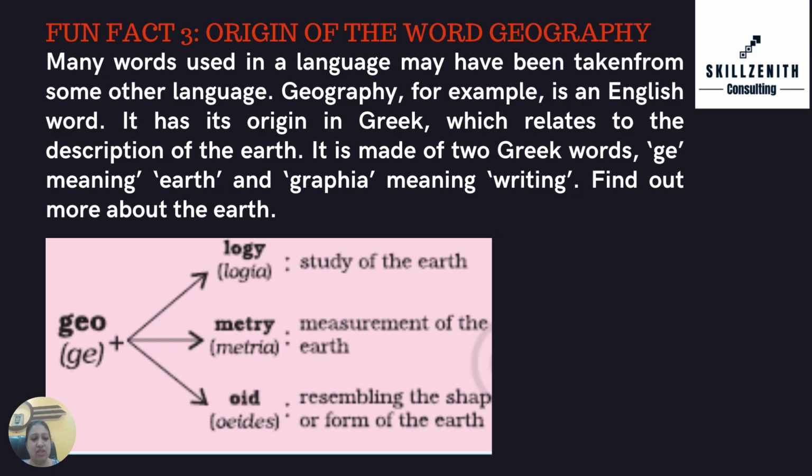So understood. When you write something about Earth, when you want to know something about the Earth, it is called geography. Now similarly, we have some more examples. Geology. Geo means Earth, and logy means study of the Earth. So that means geology is the study of the Earth. Then you have geometry. Again, geo means earth, and metry is derived from the word metria, which means measurement of the earth. Similarly, you have many other words that are derived from other languages. Okay.